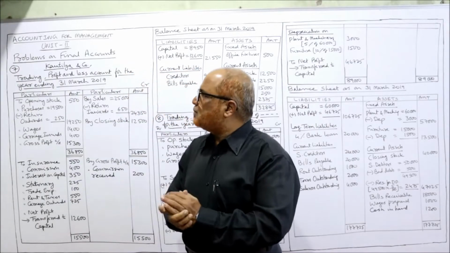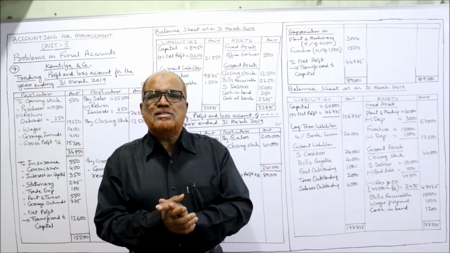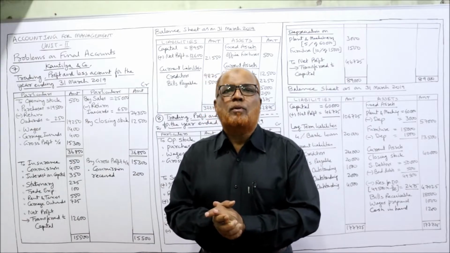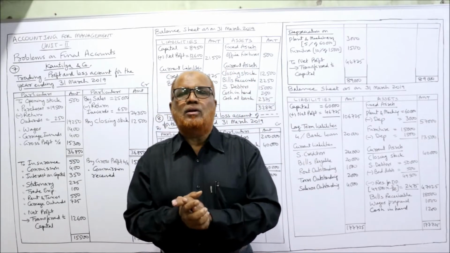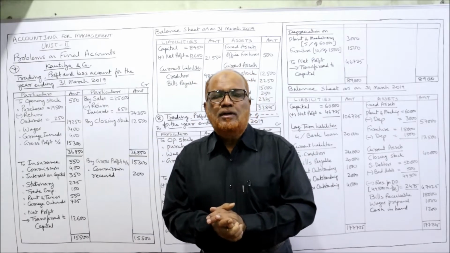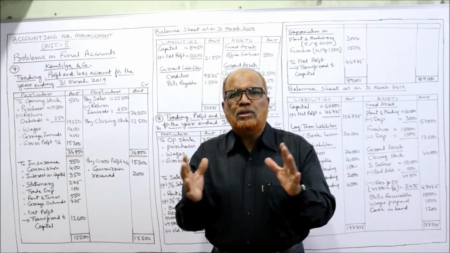So far, 6 problems I have completed till the last video. In this video, 7th and 8th, 2 more problems I am going to explain. So if you want the perfect command on these problems of final accounts, consisting of trading account, profit and loss account and balance sheet, watch all the videos.